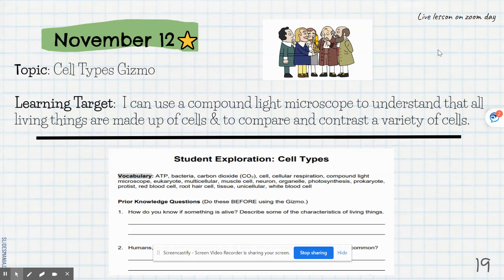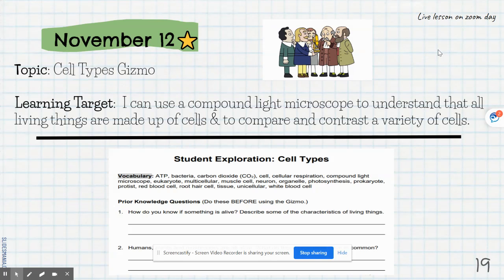On Thursday, students will be doing a cell types gizmo where we are using a compound light microscope to understand that all living things are made up of cells, and then we're going to compare and contrast some different cells. Again, if you haven't done this on your own, this is something you can go through by yourself. Please pause this video, complete the cell types gizmo, and then come back and check your work.